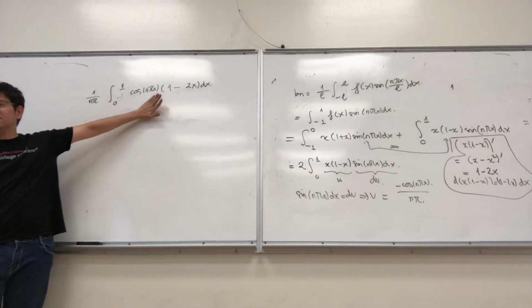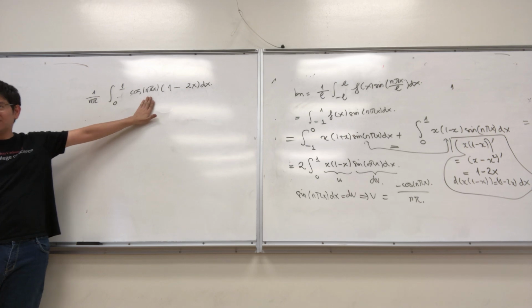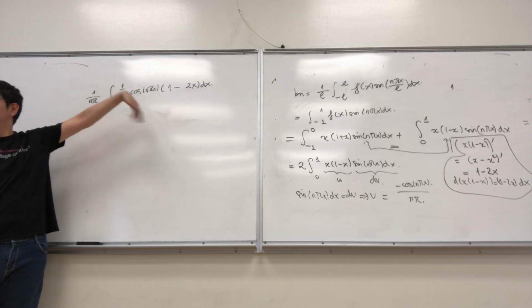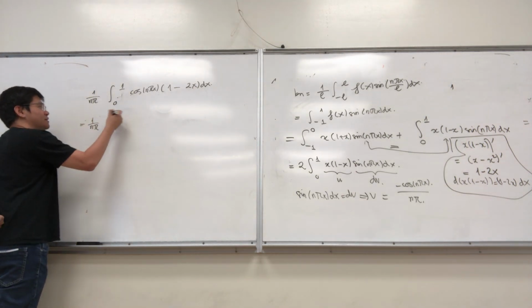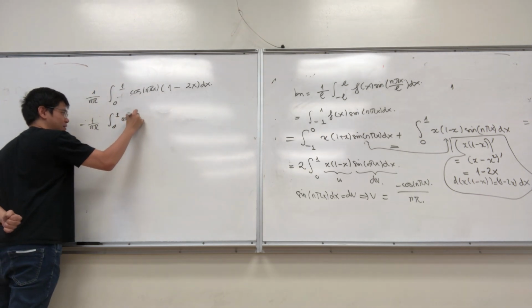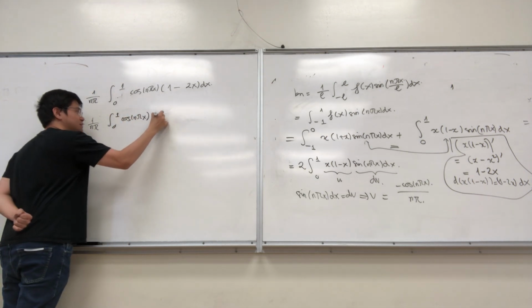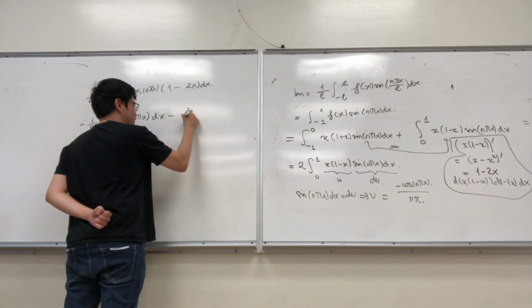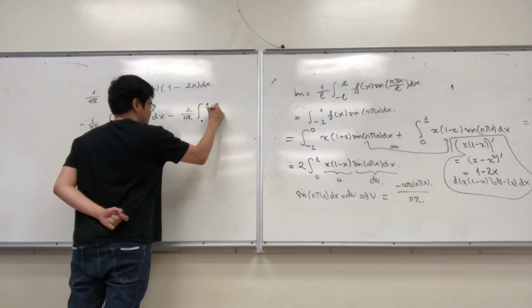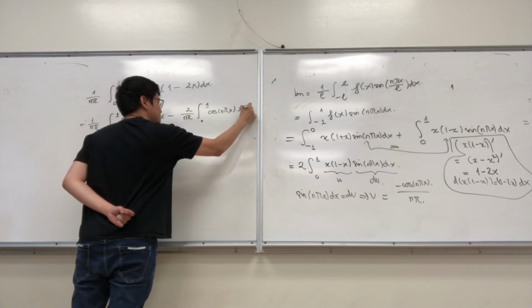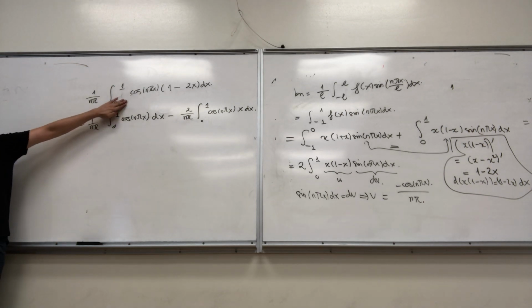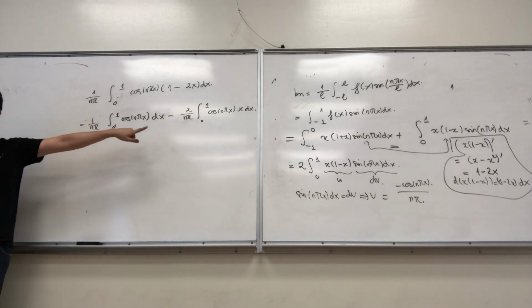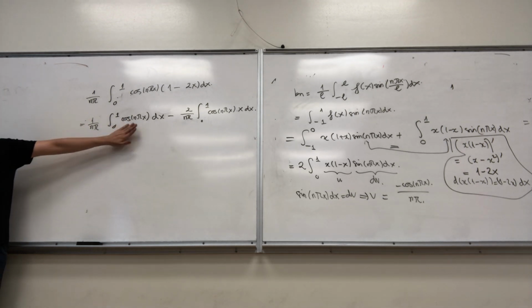So here, cosine n pi (1 minus 2x) is going to be easy because you can take the antiderivative. So this is going to be 1 over n pi, integral from 0 to 1, cosine n pi x dx, minus 2 over n pi, integral from 0 to 1 of x cosine n pi x dx. To compute this, I'm going to split this into cosine and cosine times x, because cosine is computable.